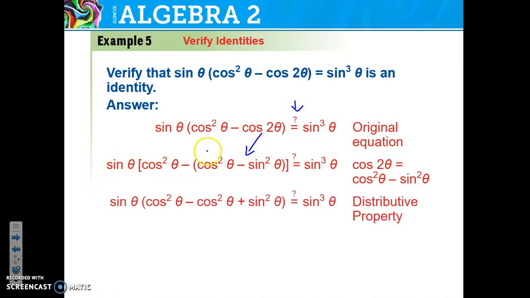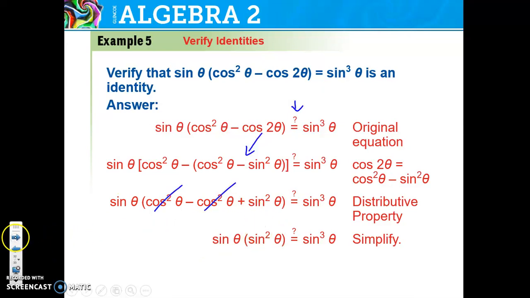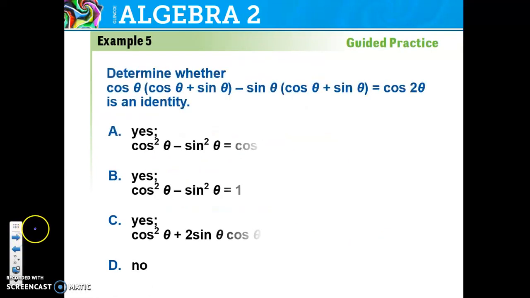And then here I'm just distributing my negative, so I end up with cosine squared minus cosine squared plus sine squared. And now, how did we get to here? Well, cosine squared minus cosine squared is 0. So I just end up with sine of theta times sine squared of theta, which is sine cubed of theta. So it turns out that this is an identity that I can verify. All right, you guys try this one.